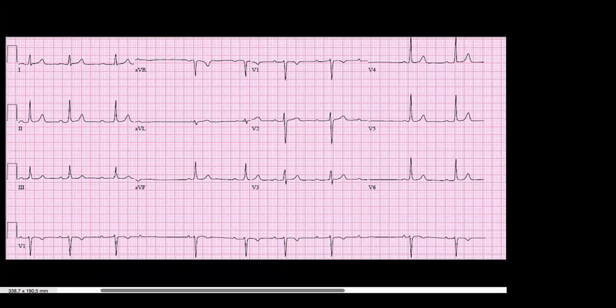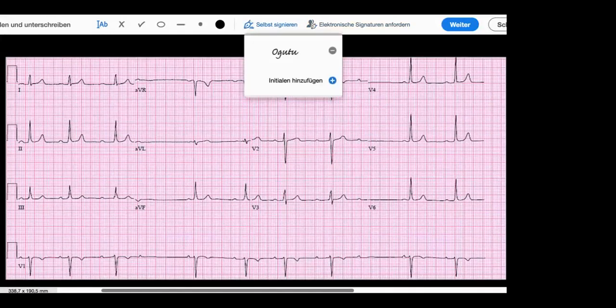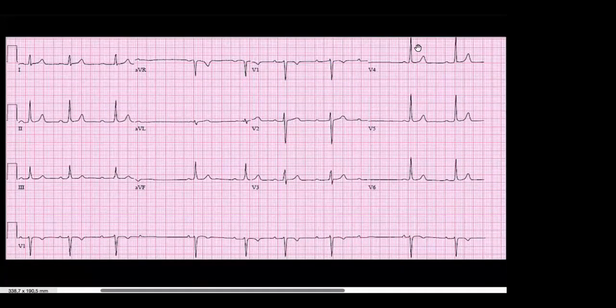Do we have anybody with a different suggestion? If you would call this a sinus rhythm, or would we call it something else? Anybody else? Okay, let me just continue.